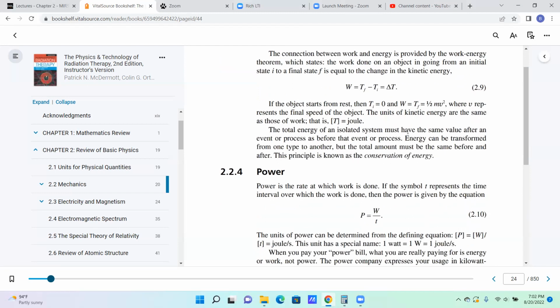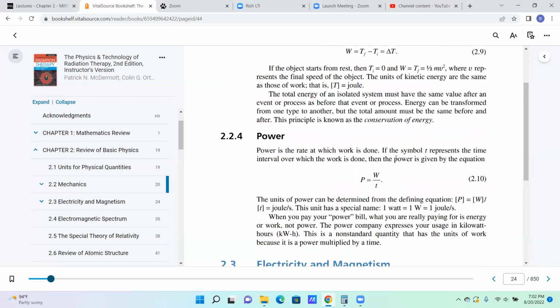So the total energy of an isolated system has to be the same before and after an event. Energy can be transformed from one form to another, but the total amount must be the same before and after, and that's referred to as the conservation of energy. If it's isolated, the energy is going to be the same. It may change forms, but it's going to be the same.